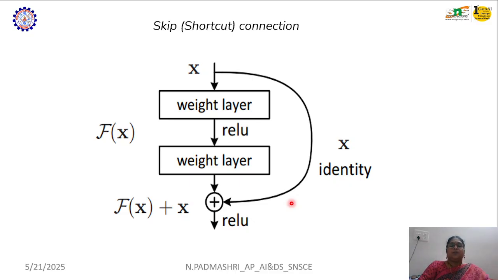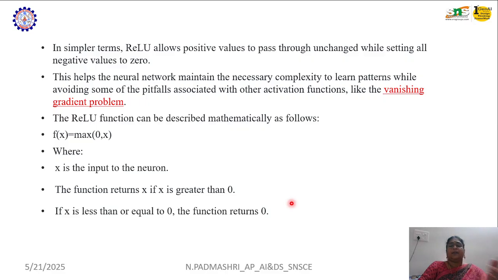So what is the advantage? Whatever I have explained is there in this. It allows only the positive value to pass, and the negative value it will not allow; it makes it 0. It helps the neural network maintain the necessary complexity in order to learn some of the patterns, and it solves the vanishing gradient problem. This is described mathematically, as I said: F of x is equal to max of 0 comma x. X is the input neuron; if x is greater than 0 it passes, and if it is less than 0, it returns the value 0.